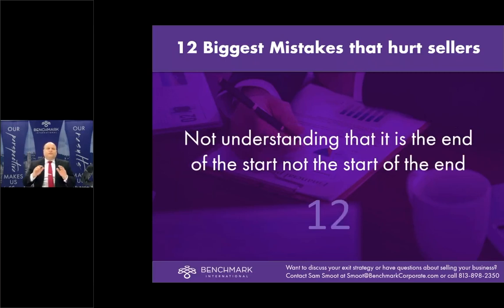Number 12, the final mistake that we see. And I kind of gave away all these points as we went through it, but not understanding that it is the end of the start and not the start of the end. Between the letter of intent being signed and the closing, there's lots of money, lots of time, lots of emotion, lots of stress, and a requirement for stamina. There's going to be moments of anger. Guaranteed there's going to be moments of anger between the letter of intent and the closing.